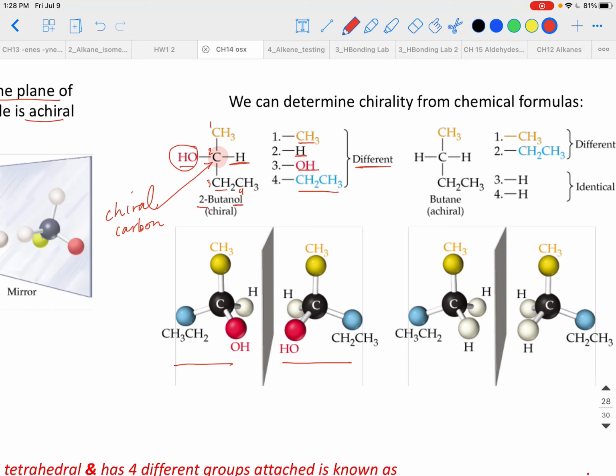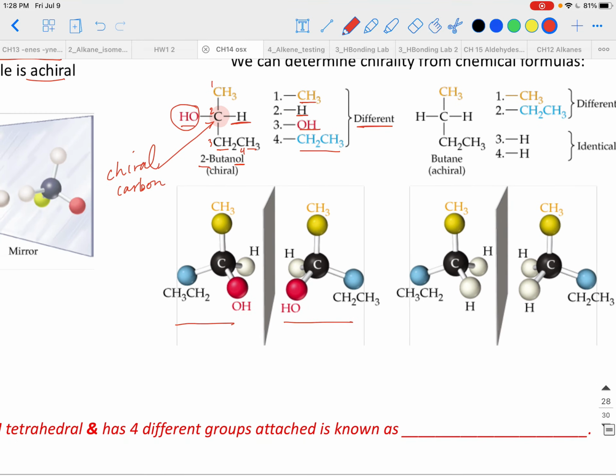So carbon 3 and carbon 4 are not chiral carbons because they have more than one hydrogen bonded to them. But carbon 2 is, so 2-butanol is chiral overall. All right, so we are seeing the tetrahedral form of 2-butanol down below. This is carbon 2, and then you see all the ethyl, hydroxyl, hydrogen, and methyl groups attached.